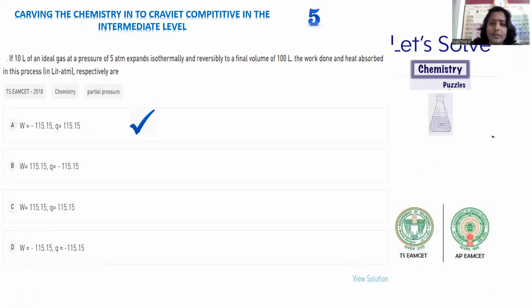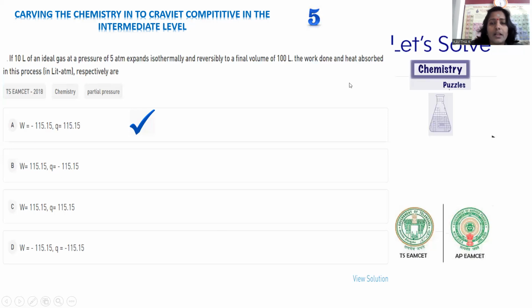Let's move on to question number 5. It is a question given from the gaseous state of chemistry, ideal gas. So 10 liters of ideal gas at a pressure of 5 atmosphere expands isothermally and reversibly to a final volume of 100 liters. The initial volume of the ideal gas is 10 liters, the final volume is 100 liters. The work done and heat absorbed in this process, in liter atmosphere, respectively, right?